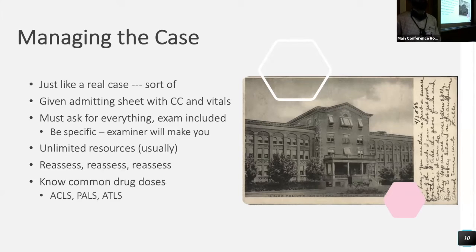If you ask generally, they might not give it to you because they want to know you understand what you're actually asking for. Now, it differs a little bit too because you have unlimited resources at the fake hospital that you're seeing these patients at. Every consultant should be available. All of the imaging modalities you want will be available. There's no formulary, so if there's any medication you want to give, it doesn't matter if it's there or not. You can order whatever you need to.